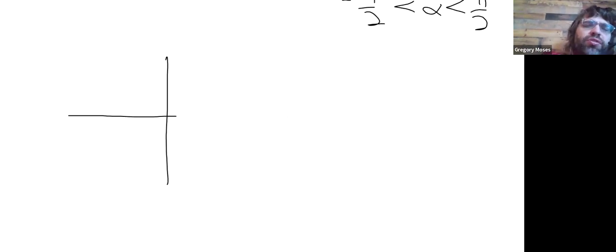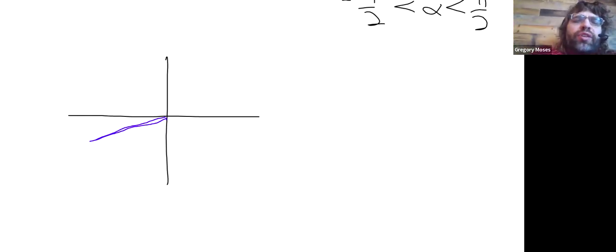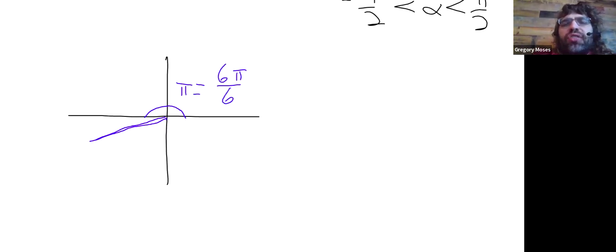7 pi over 6 is in the third quadrant. I never know how much time I should spend on statements like that, if it's obvious or not obvious. So that is pi, and pi is 6 pi divided by 6. So 7 pi over 6 is just a little bigger, and we get into the third quadrant.